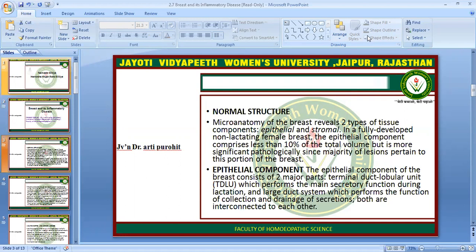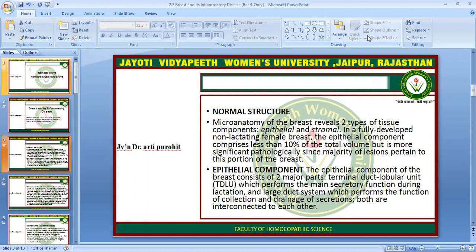First we will talk. Microanatomy of the breast reveals two types of tissue component, epithelial and stromal. In a fully developed non-lactating female breast, the epithelial component comprises less than 10% of total volume, but is more significant pathologically since the majority of lesions pertain to this portion of the breast.